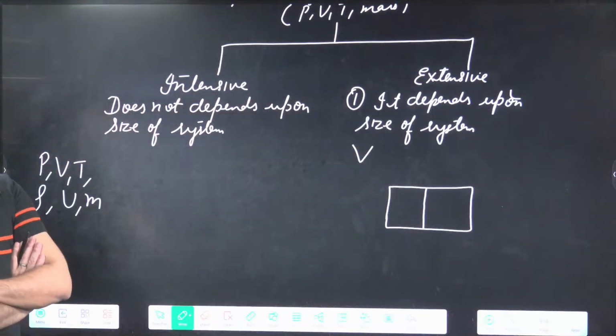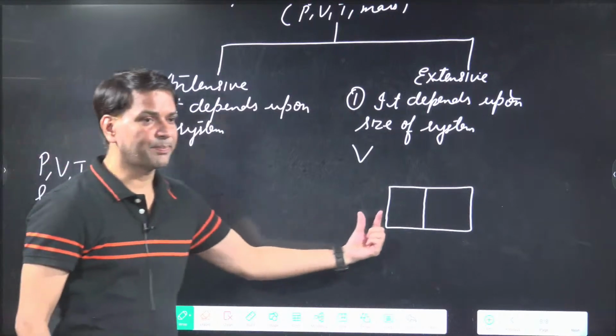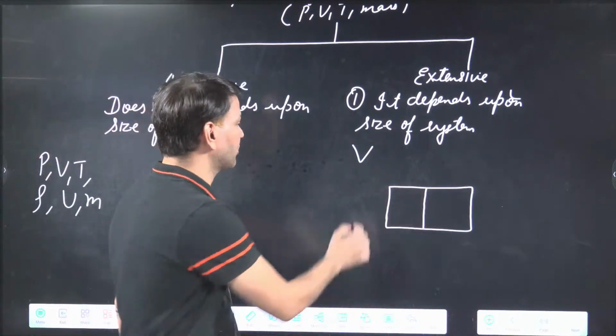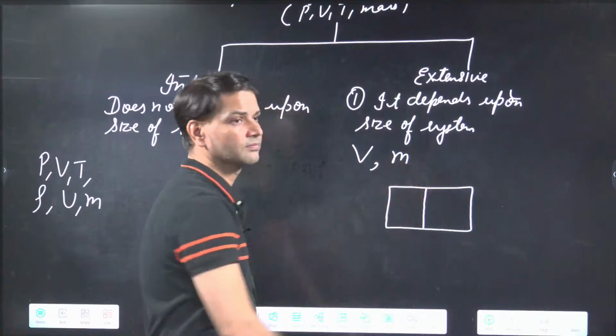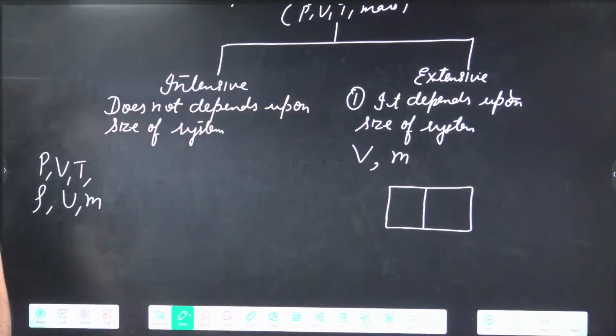Okay, mass. Each part's mass becomes half. So mass is also extensive.